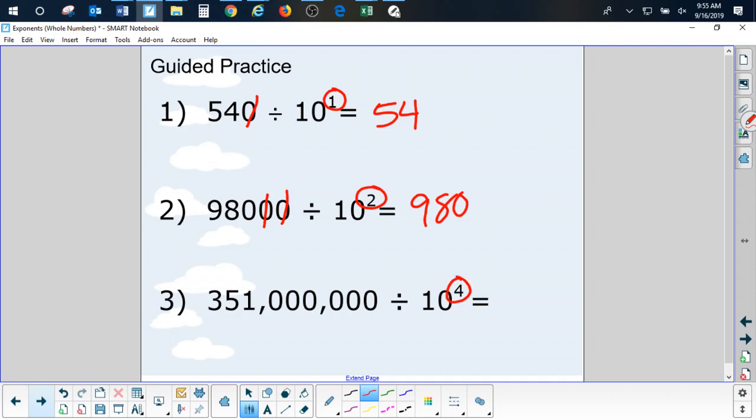The very bottom, number 3, 351 million. I have an exponent of 4. So because I'm dividing, it tells me take away 4 zeros. 1, 2, 3, 4. And whatever's left over is going to be my answer. So I have a 3, a 5, a 1, and then 2 zeros. So it turns into 35,100.